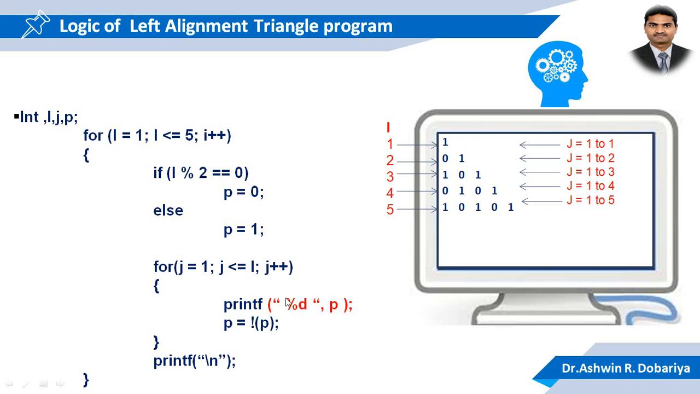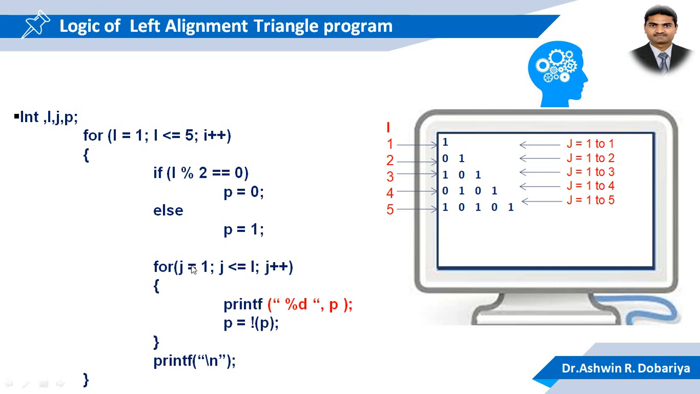So see, first time what happened? First time when i is equal to 1, this condition becomes false. Then else, so p is equal to 1. Then this loop will execute once because j is equal to 1, j less than or equal to 1. Then it will display 1 over here. Then here 1 and not, so 1 is converted into 0, and 0 is overwritten on the same variable.